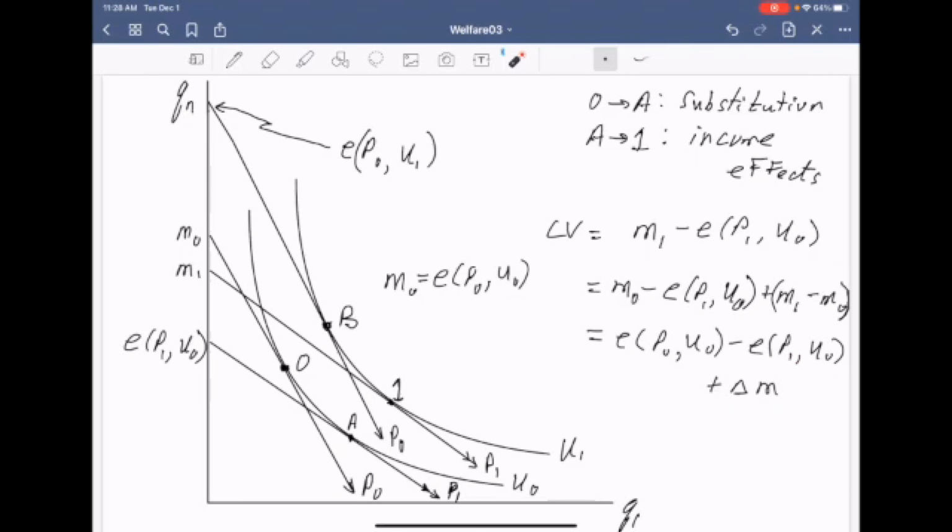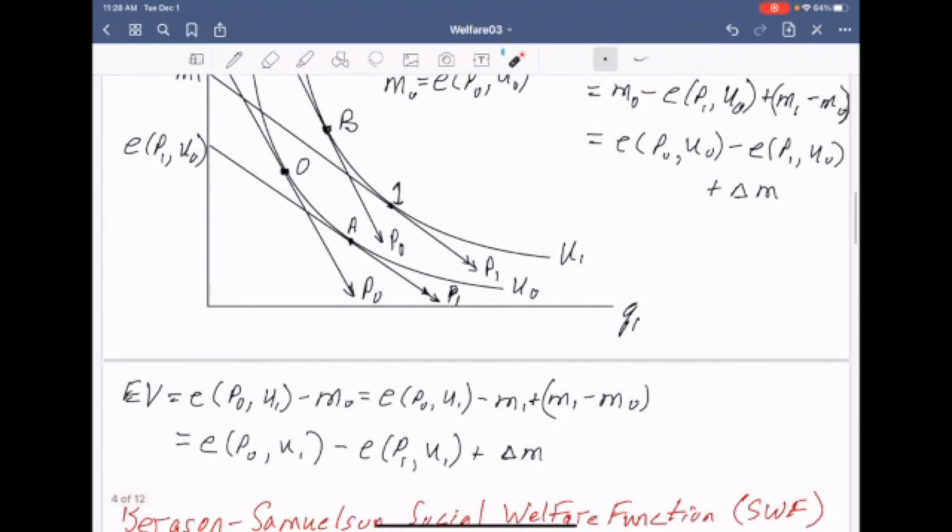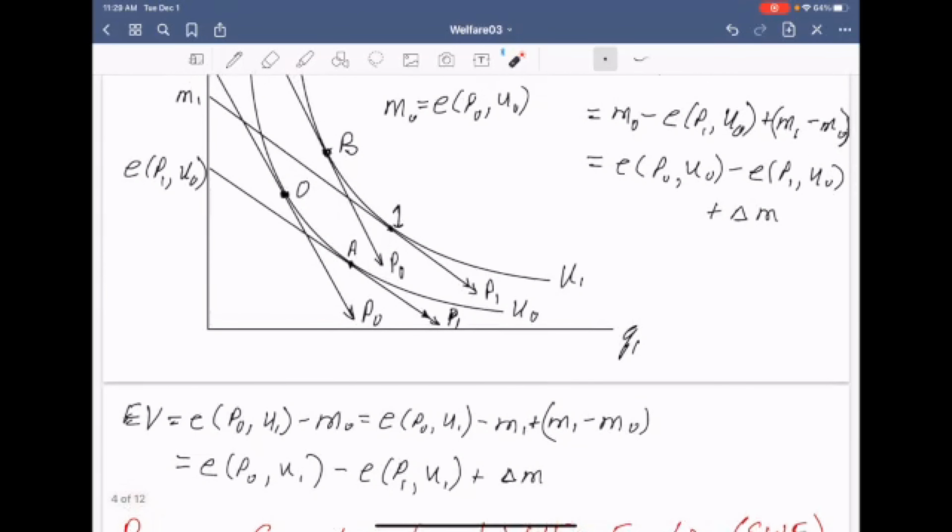So basically what we're doing is we're going to go from 0 to A, which is this part, and then from A to 1, which is given by delta M. Now we also have the equivalent variation.